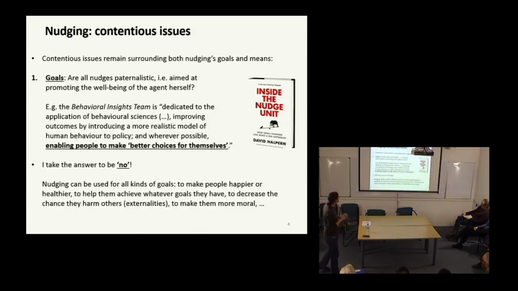So we can nudge people to make them happier, to make them healthier, to help them achieve whatever goals they have. It's more in line with what Sunstein and Thaler would have. But also to decrease the chance they are harming others, so to avoid externalities, to make them more moral. In my view, even a company that nudges its customers to buy something that will maximize the profits of the company is a nudge. It's a change in the choice architecture that has a predictable behavioral impact.